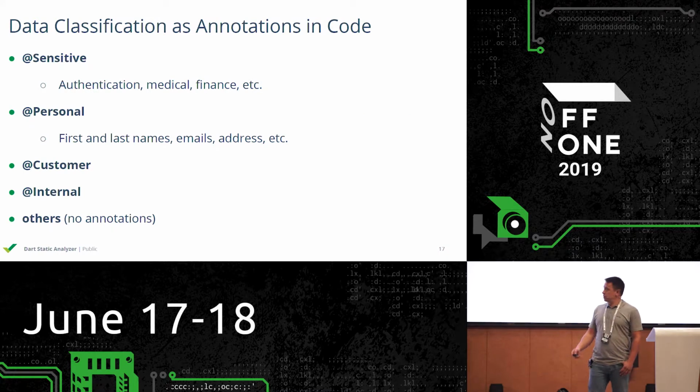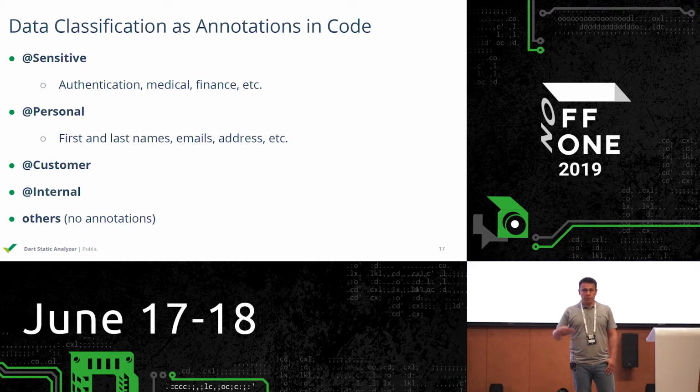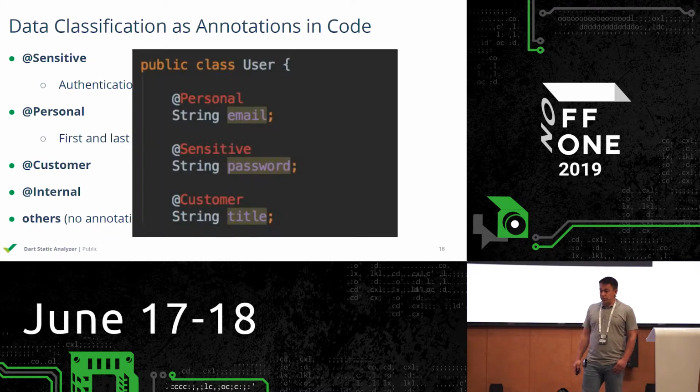We have certain annotations, which are basically the data classification, and some fields are marked as sensitive data, things like authentication data, medical, finance, personal data. It makes sense. Customers' data, and some of our internal in-house data. So we look at the backend for this data to stay, not to be logged when unnecessary, and we look at the location of this data. This is what it looks like in the code.